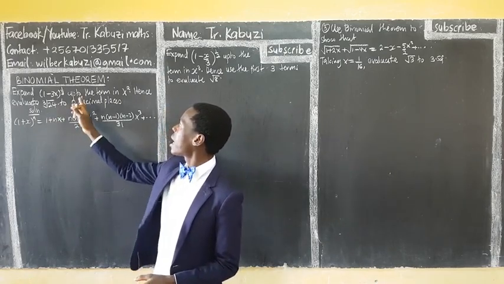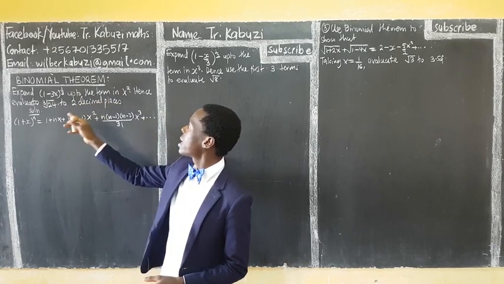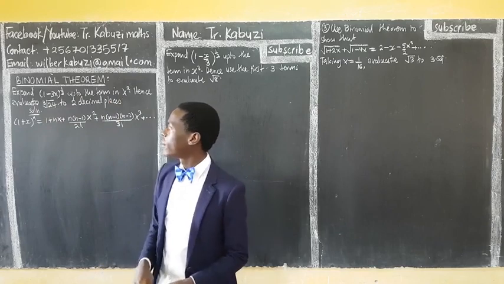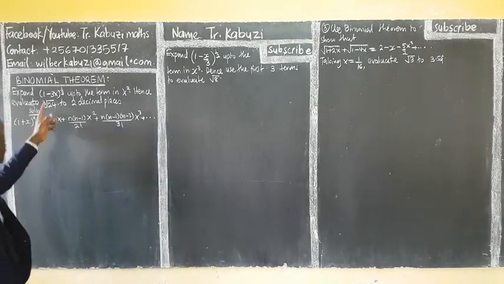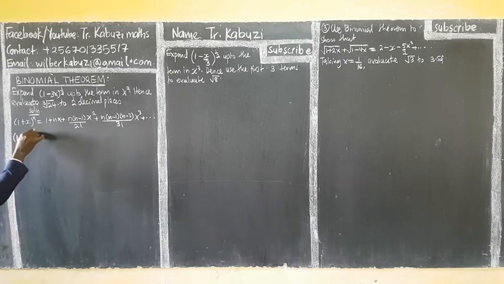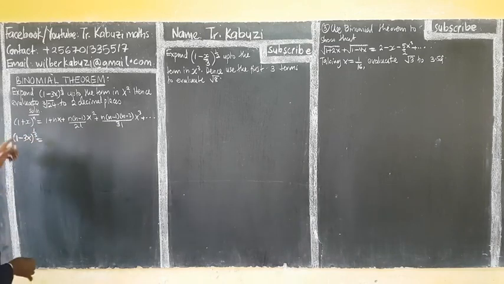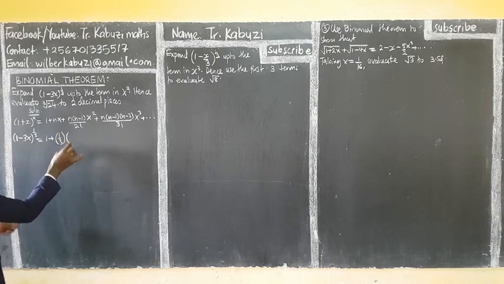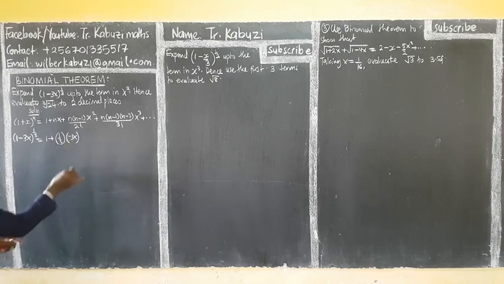So, expand this up to the term in x squared, hence use it to evaluate the cube root of 24 to two decimal places. First of all, we have seen how to expand. Now let us expand this first. So we have (1 minus 3x) power a third. See that now x is this, n is that. So we have 1 plus our n, so that our n is a third. Then our x is negative 3x with its sign.